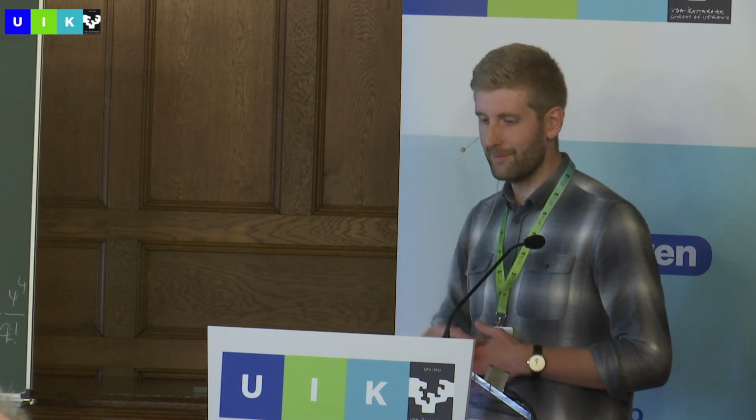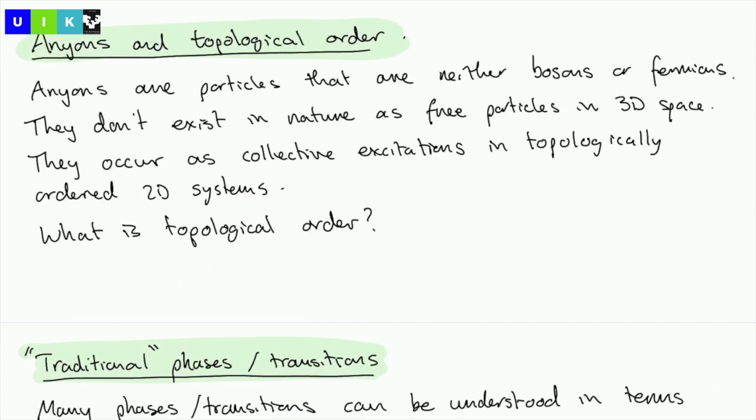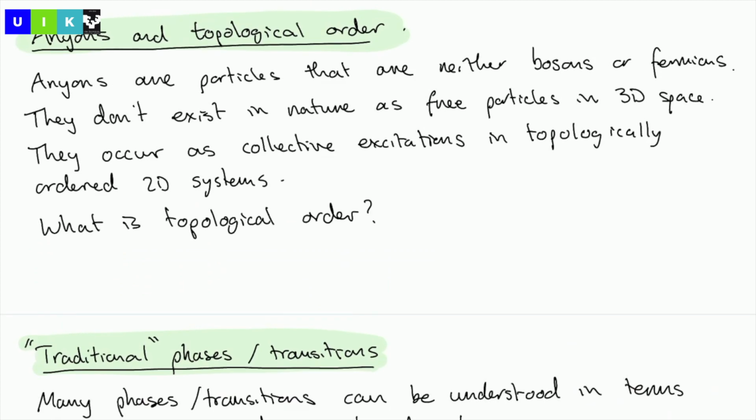Okay, so very simply put, anions are particles that are neither bosons or fermions. They have different statistics that is not captured by these two particles. But they don't exist in nature as free particles, but instead as collective excitations in topologically ordered 2D systems. So let's start with this idea, like what is topological order?